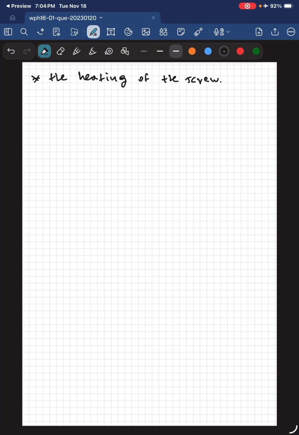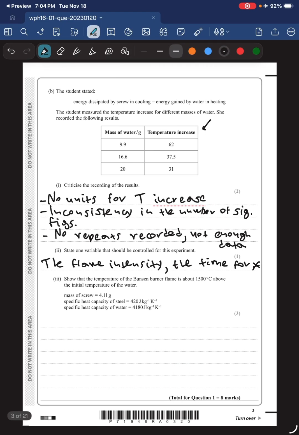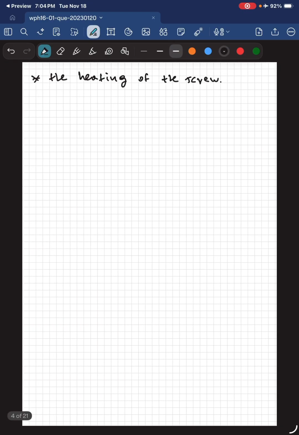Okay, and another thing you can say, you can say one of these things, you don't need to write all three. I'm just writing it because I'm supposed to be a teacher. And the other thing is the distance of the screw from the flame.